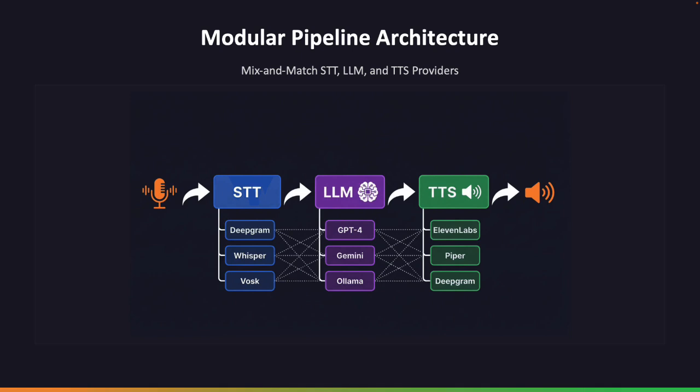A lot of these STT and TTS models run fine on CPU architecture. So you can build a custom pipeline that uses local STT and local TTS. But for the LLM provider, it can use some cloud provider like GPT-4, Gemini, or if you have a local Ollama server, it can also use that. So that covers the overall architecture and overview of the project.